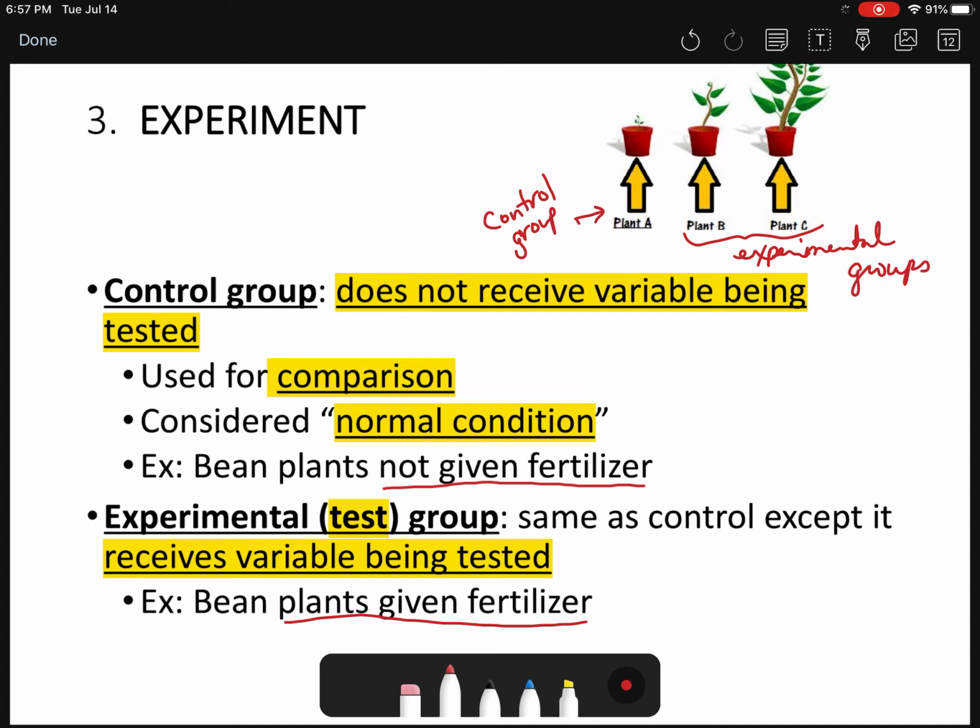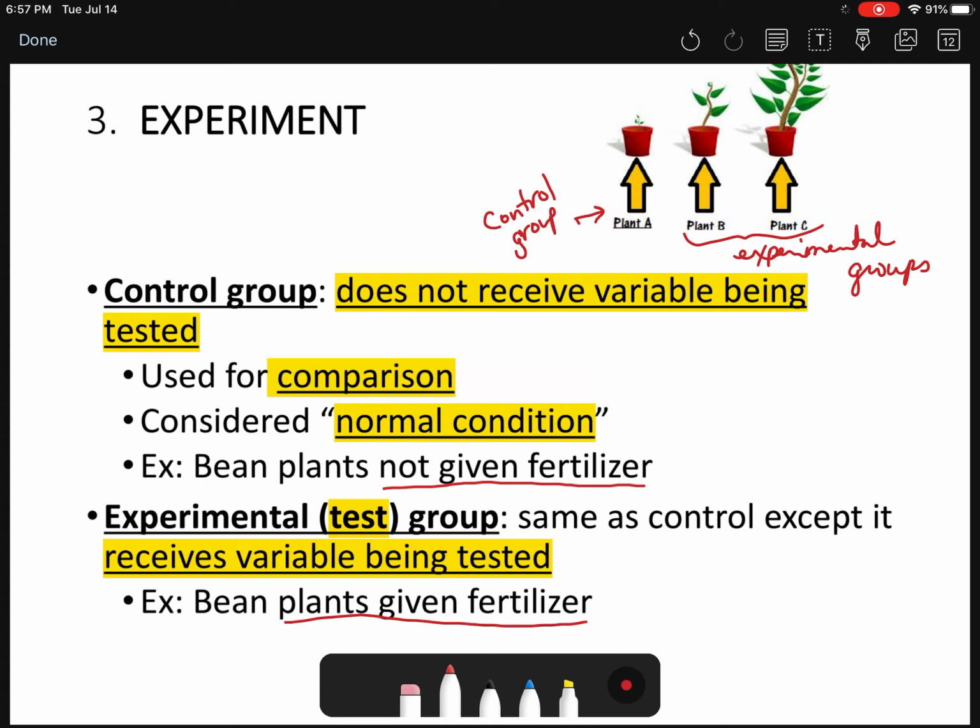So sometimes you can just have maybe one, if you only wanted to test one plant given 1 teaspoon of fertilizer versus none, you can do that. But in this case, they have 2 experimental groups. Okay, so you always have to identify those 5 main parts every time you're going to set up an experiment.